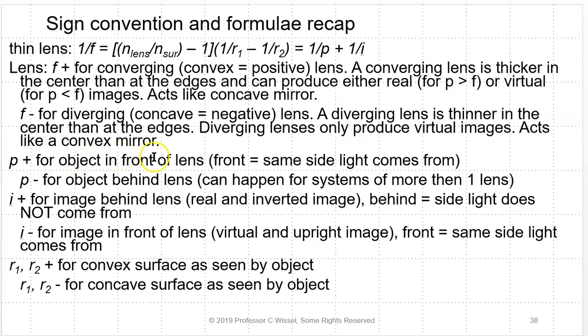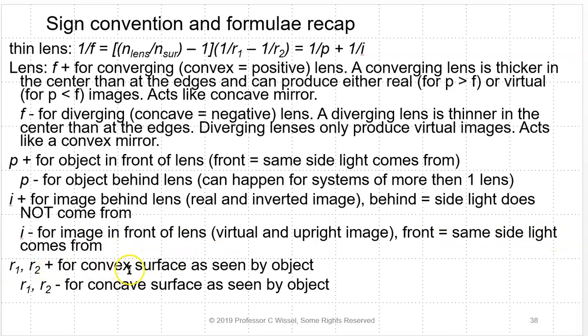P is positive for an object in front of the lens. Front is on the same side the light comes from. P is negative for an object behind the lens, and this happens for systems of more than one lens. I is positive for the image behind the lens, and you'll get a real and inverted image. So assuming it's just one lens, it will be behind, that is the side the light does not come from. I is negative for an image in front of the lens, and it will be a virtual and upright image for a one lens system. The front will be the same side as the light comes from.